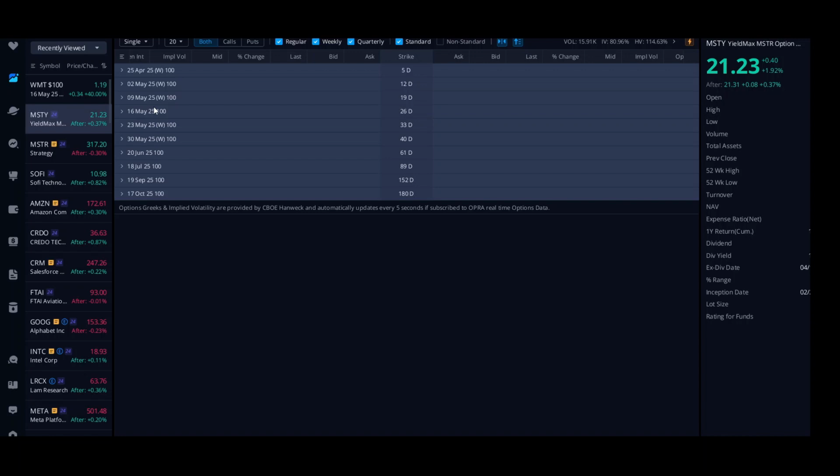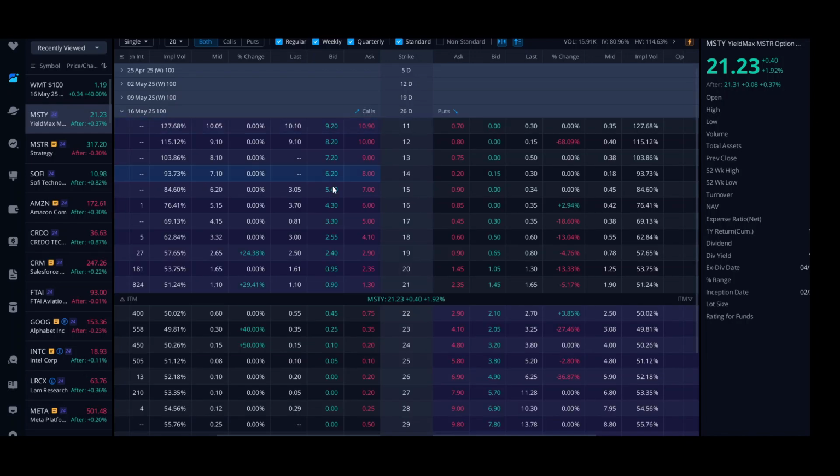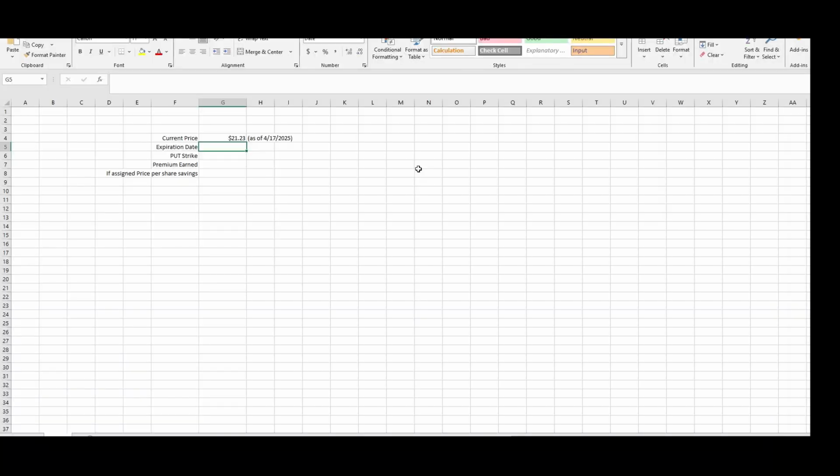And that's when a lot of the big institutions do their puts and calls as well. So you'll have a lot of volume, open interest, and everything else like that, which helps you get in and out of a trade. So we'll select the third Friday, and that will be May 16th. We'll open that one up. Current price being $21.23. So we got our first line to fill in here, and that would be the expiration date of May 16th of 2025.